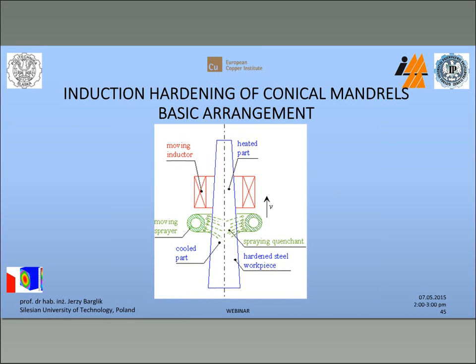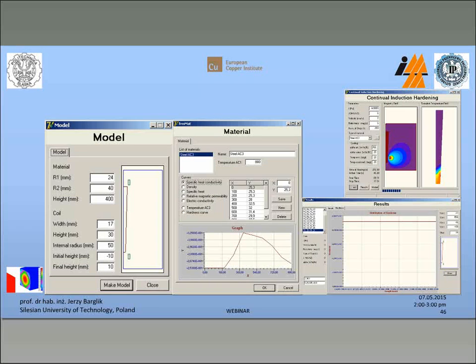The next, also interesting and patented by my team solution, is induction hardening of conical mandrels. It is used in the process of tube production, and you have here a moving inductor, spraying quenchant, hardening the steel workpiece, and the cooled part is cooled by a moving sprayer. It is conical, not a cylinder, so a special kind of inductor should be applied. The inductor is cylindrical, and for that a similar continual induction hardening software was used.